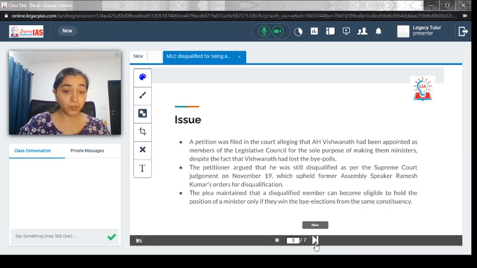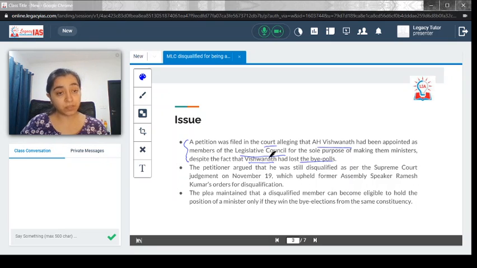So what was the issue? A petition was filed in the court alleging that A.H. Vishwanathan had been appointed as a member of the Legislative Council for the sole purpose of making him a minister, despite the fact that Vishwanath had lost the by-poll. A petition was filed in the High Court which says that A.H. Vishwanathan should not be allowed to become a minister because he has not won the by-polls and he was disqualified.